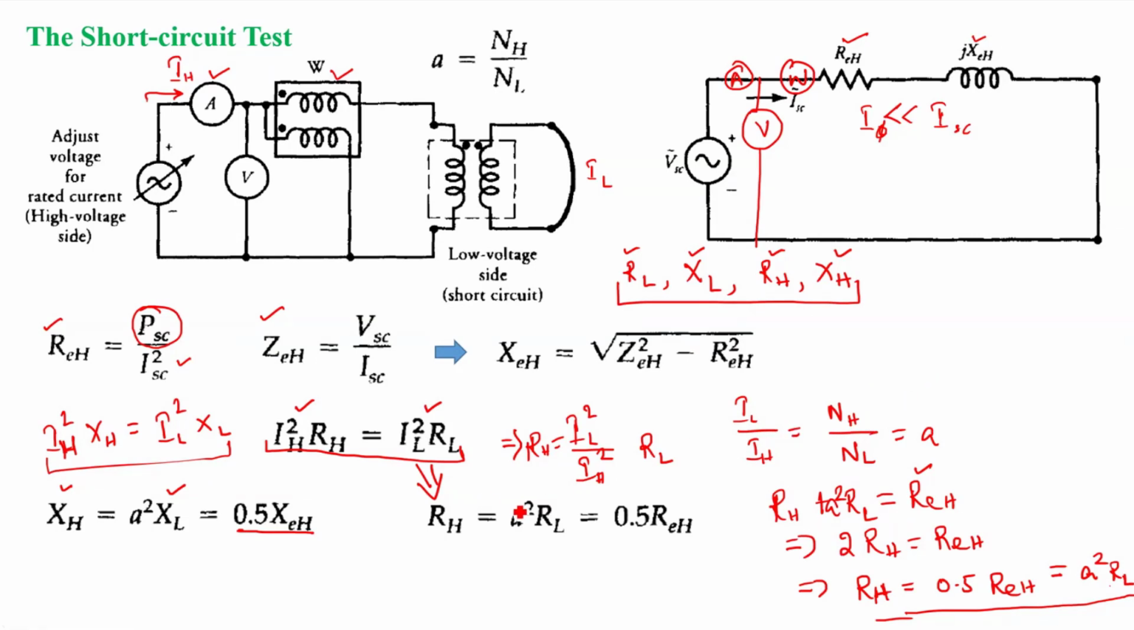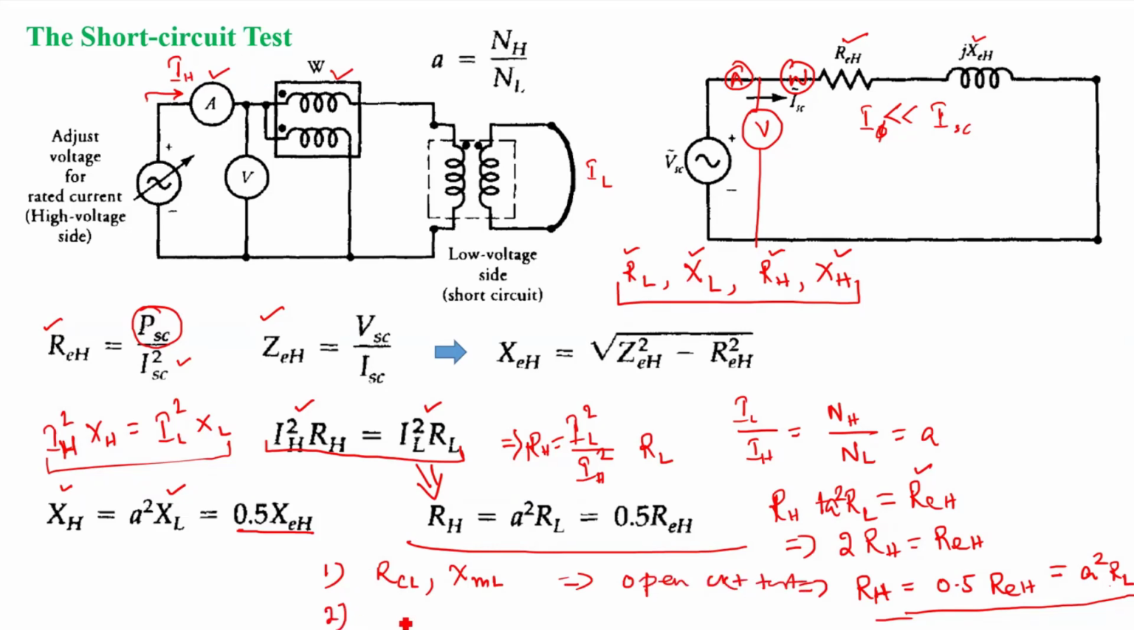In summary, if we summarize the open circuit and short circuit tests for determining the parameters of the transformer, the summary is like this. From the open circuit test, we found RCL and XM, or you can say RCL and XML. This is what we found from the open circuit test, right?